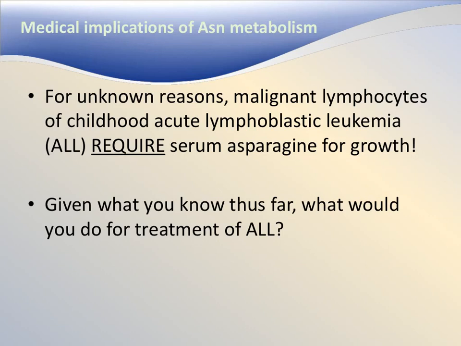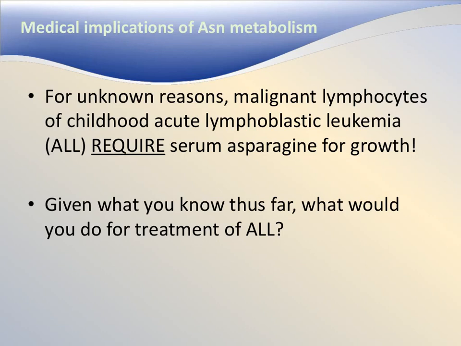All right, so for whatever reason, and they don't know a lot about this, there are types of acute lymphoblastic leukemia that require asparagine for growth, and so you see an uptick in asparagine. Knowing this, what's one possible treatment? If you know that this kind of juvenile cancer is going to require asparagine in order for that tumor to grow, what is a good treatment for ALL? What's one way?